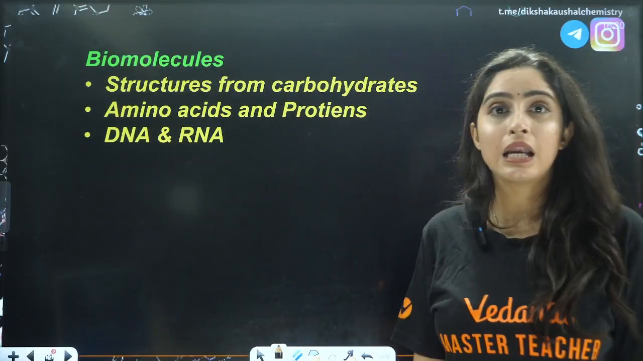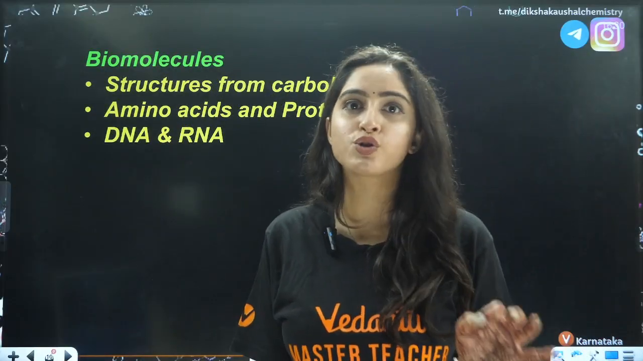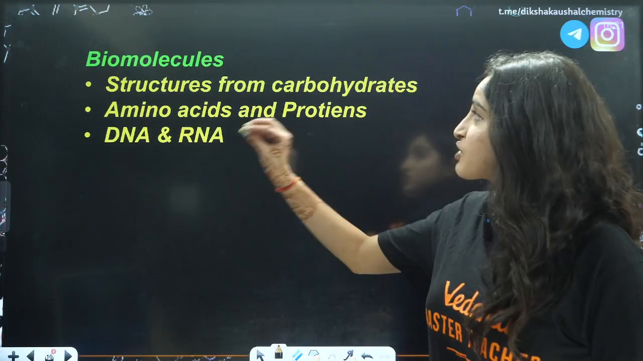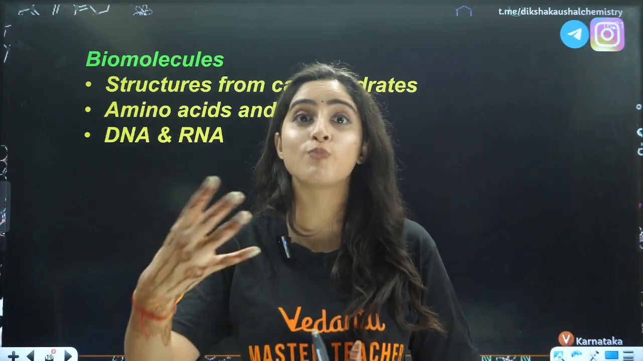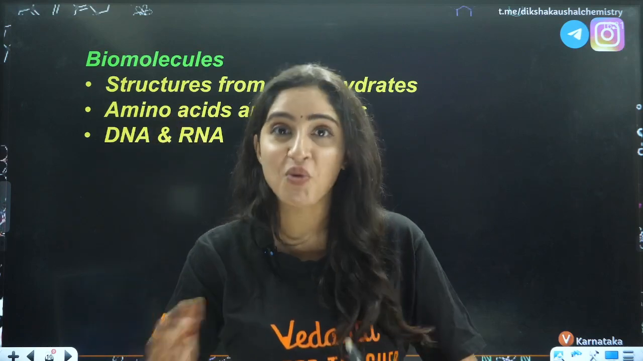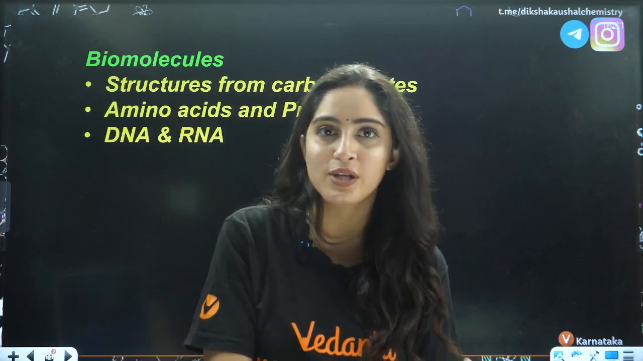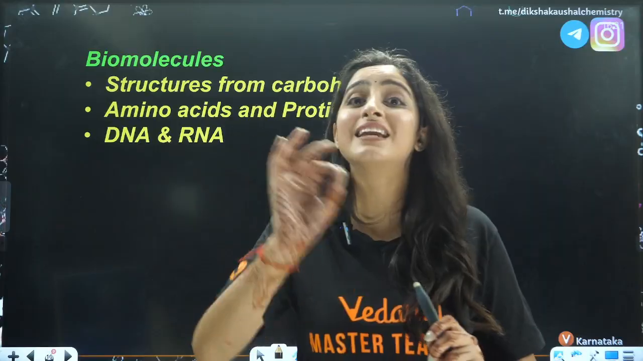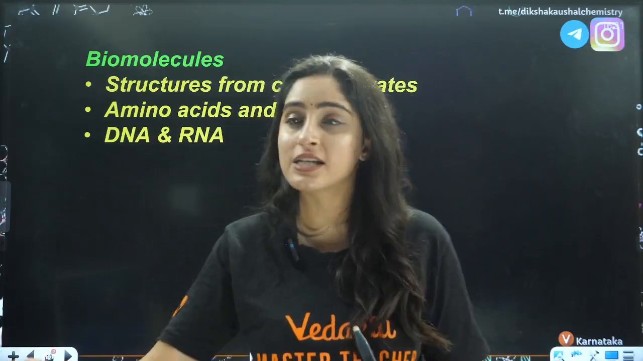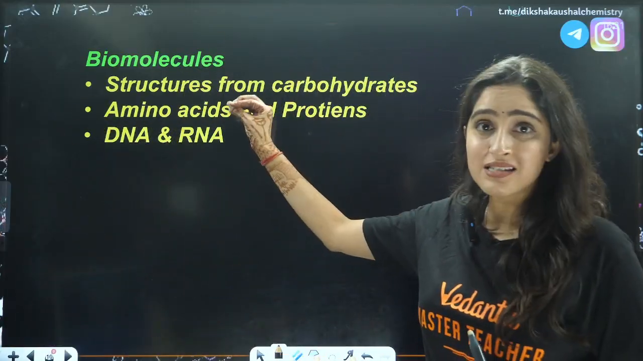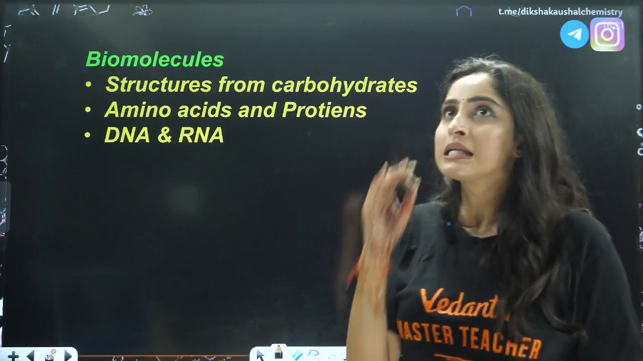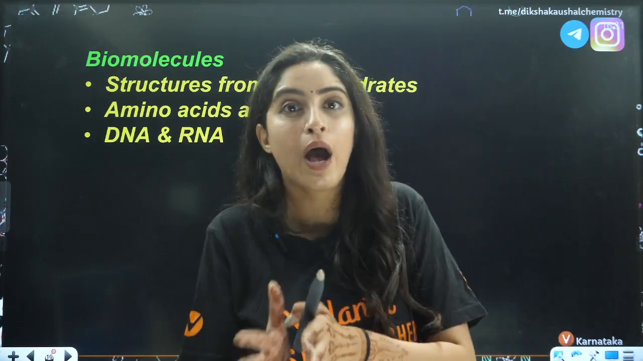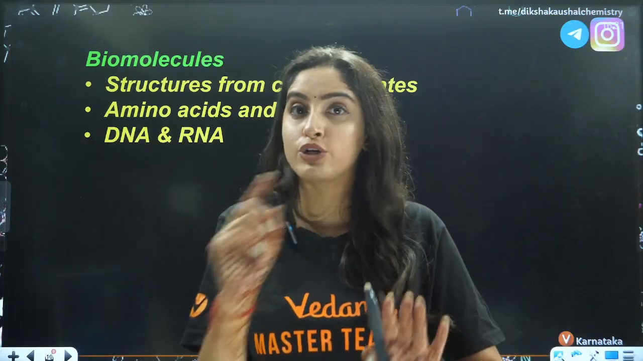Next is the last chapter, that is biomolecules. So from biomolecules, structures from carbohydrates: glucose, fructose, sucrose, maltose, lactose, galactose, right? Disaccharides, monosaccharides, all these structures, right? The linkages, the glycosidic linkages. Next is amino acids and the peptide bonds, proteins, all these things. Now amino acids, basic amino acids, acidic amino acids also you need to remember.